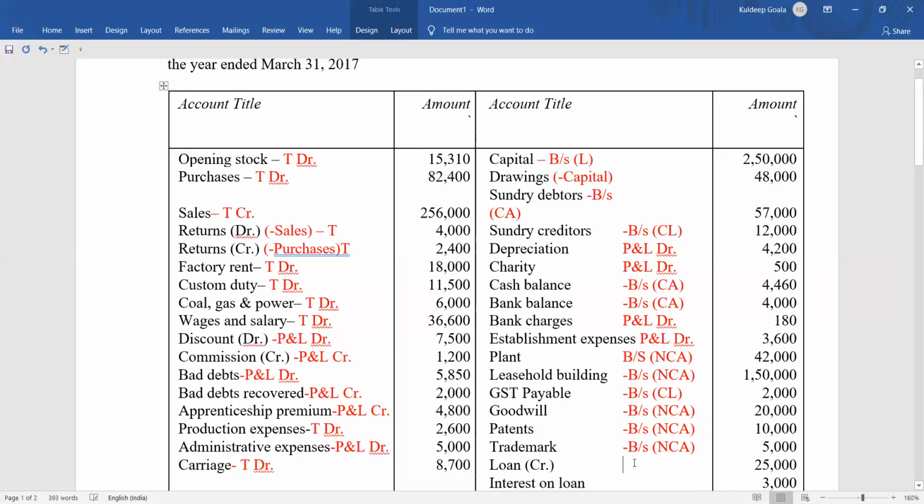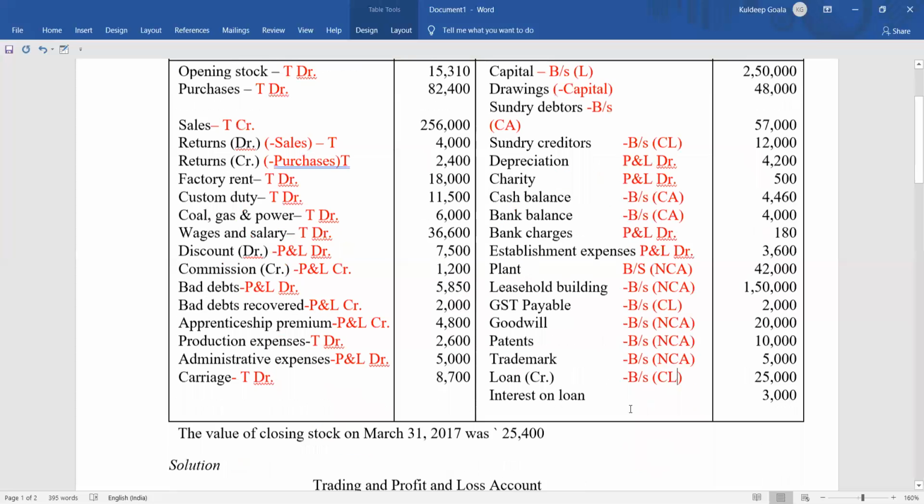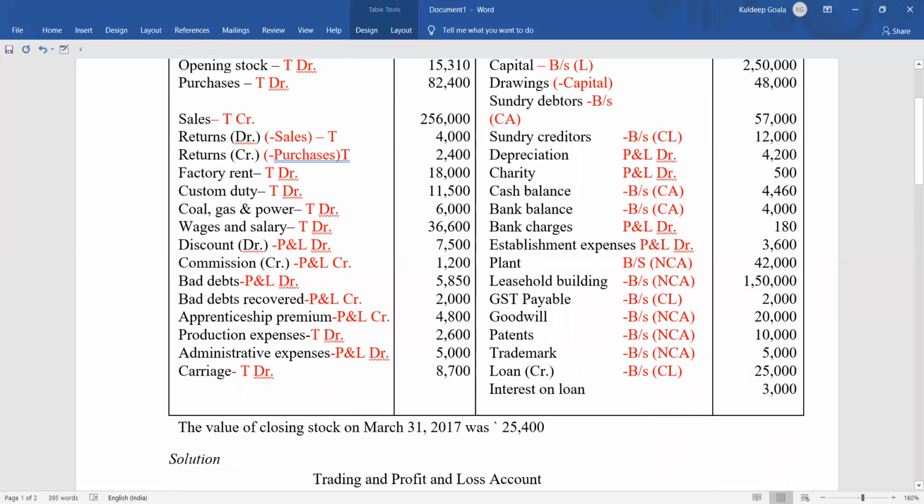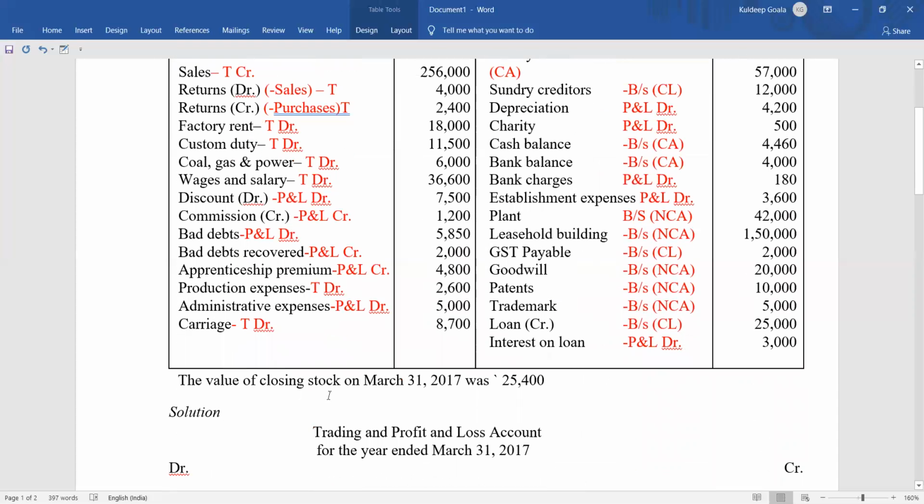Then coming to the loan, it is also a balance sheet item, and it will come in the balance sheet current liabilities. Then coming to the next one, interest on loan, it will come in the profit and loss debit side. Okay, it is a profit and loss debit side item. Clear? At last, we have the last item, the value of closing stock.